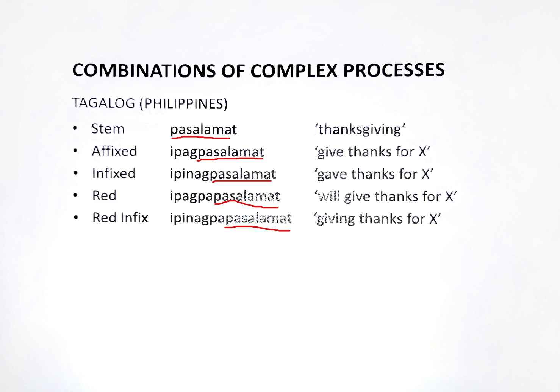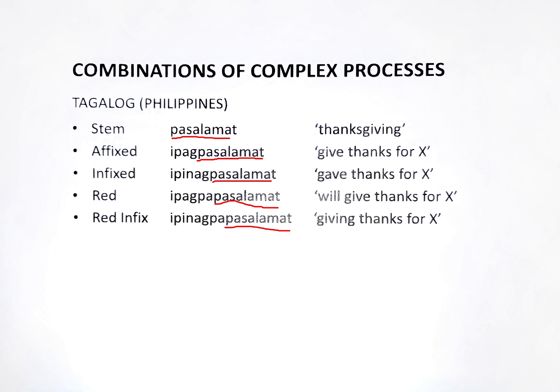So what do I mean by that? There are 13 derivational ways of word formation process and 5 inflectional ways of word formation process. So the complex word formation process is basically combining two or more of those ways of word formation process together to form a new word. So let's look at some examples.